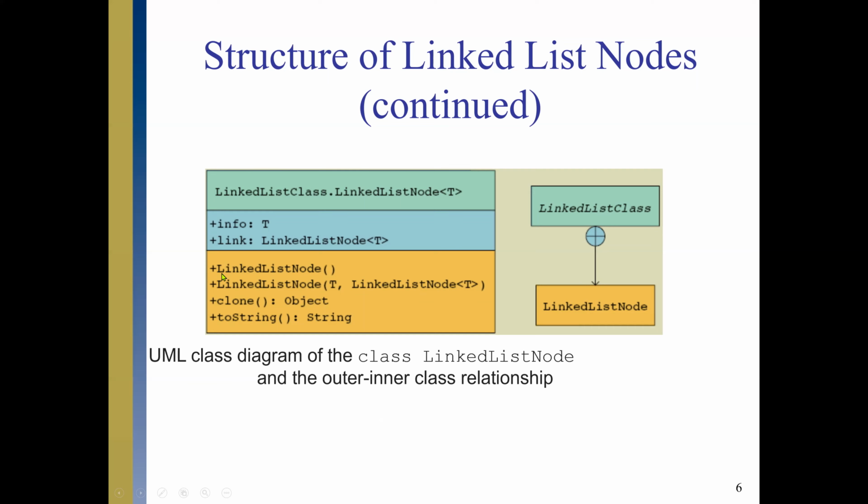Then we have the constructor. Anytime we want to create a new node, we call the linked list node constructor. We have two types of constructor, with parameters and without parameters. We can also clone the nodes if we need more nodes, and if there's any data we want to print or represent as a string, we can use the toString method. So this is a UML class diagram of the class linked list node, and also the outer and inner class relationship.